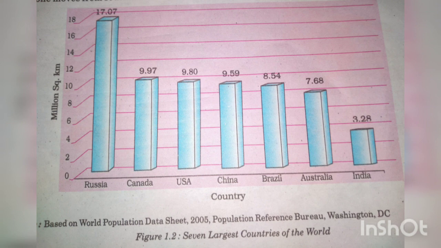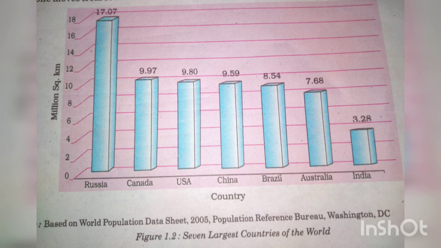Now I am going to discuss the size of our country. India has an area of 3.28 million square kilometer. It is the total area of our country, which is about 2.4% of the total geographical area of the world. And when we compare our country with the other countries of the world, India's position is 7th. India is the 7th largest country of the world.